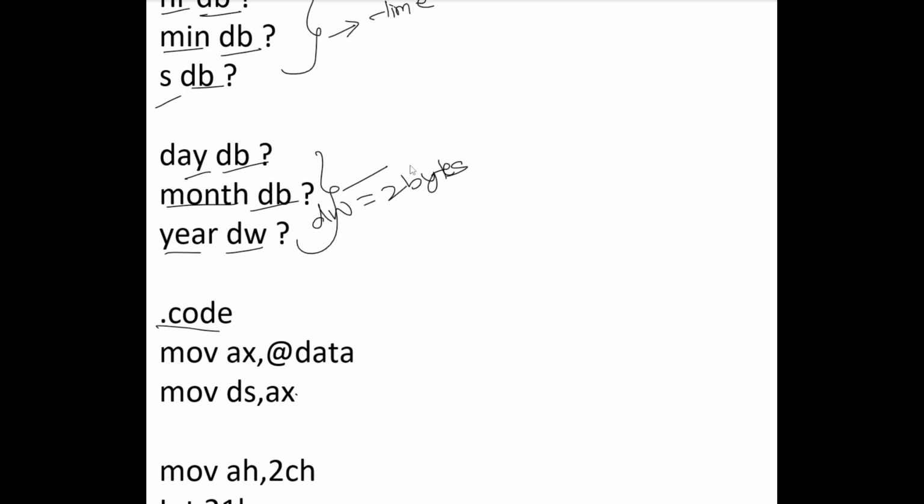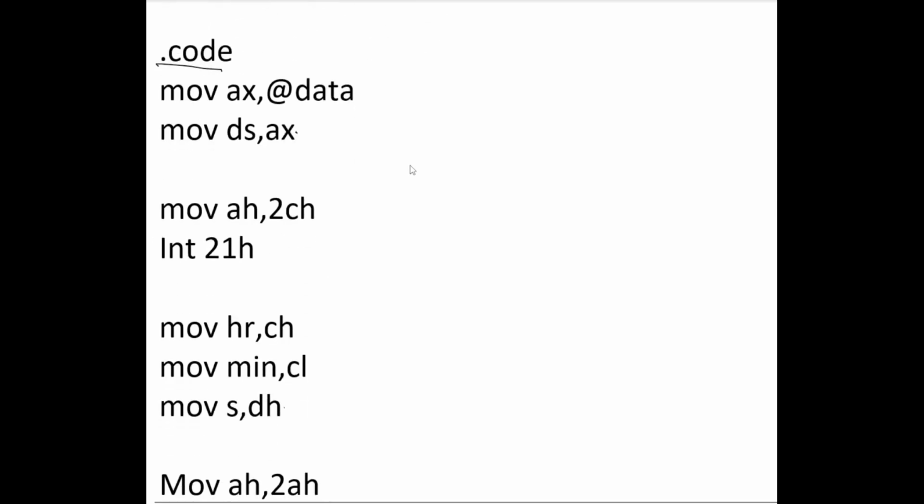The next is .code. This line defines the beginning of the code section. Here, mov ax, @data. In this, the address of data is moved to the ax register. mov ds, ax. The value which is stored in the ax register is moved to the ds register, that is the data segment register. And here mov ah, 2ch.